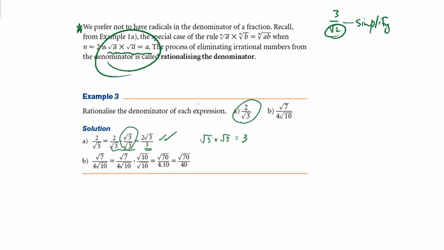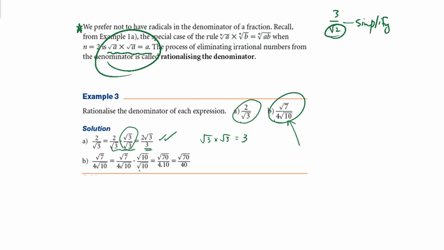2 root 3 on 3. We've got 2 lots of root 3 dividing up into 3 equal parts, if you like. What about this creature here? It looks a bit different, but what we're going to focus on is getting a whole number in the denominator. So it's divided by a whole number, a rational number, not a radical.